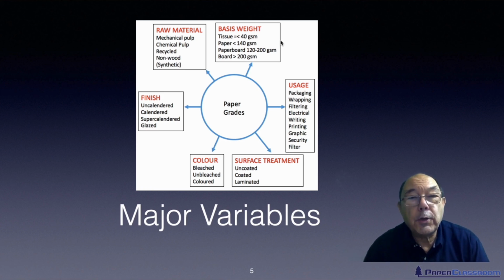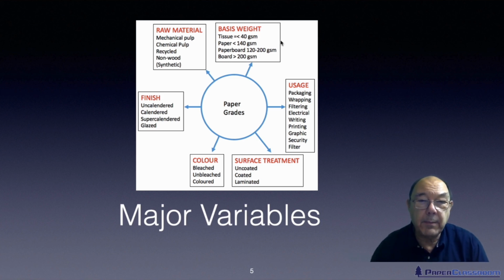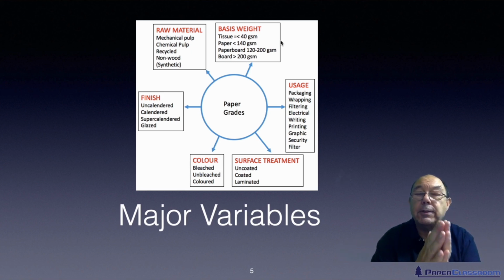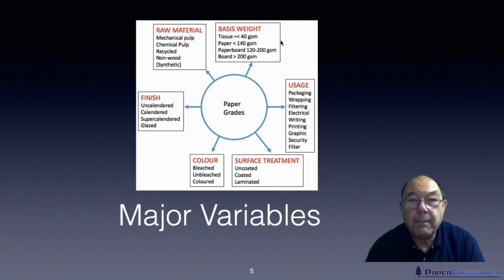Have you applied any sort of surface treatment? Again, have you just taken it off the machine uncoated, no surface treatment whatsoever? Or have you coated it? It might be a size press coating of starch or AKD. It might have a pigmented coating. Or maybe you've laminated it. Maybe you've put the paper together with something else, either another piece of paper or some polypropylene, something like that.